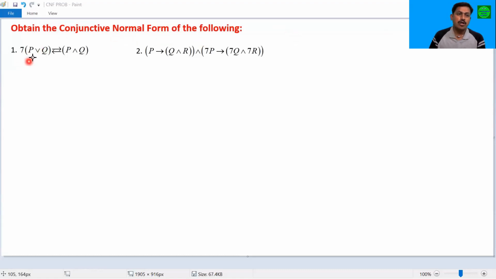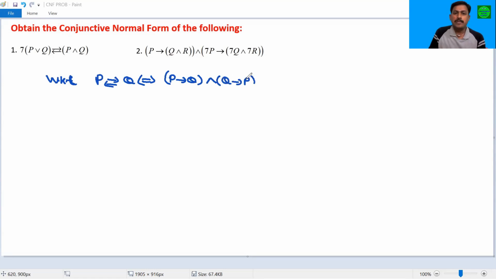Obtain the conjunctive normal form of the following. First problem, not of P or Q by conditional P and Q. In the previous problem, the same problem we converted into disjunctive normal form. Here we are going to convert this into conjunctive normal form now. We know the formula, P by conditional Q equivalent to P then Q and Q then P.